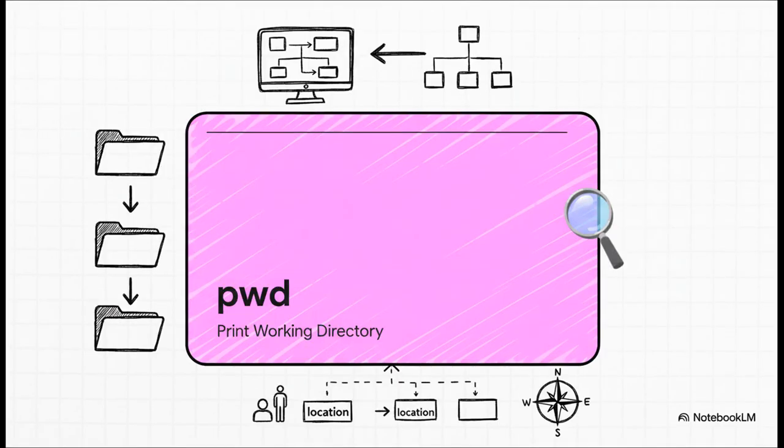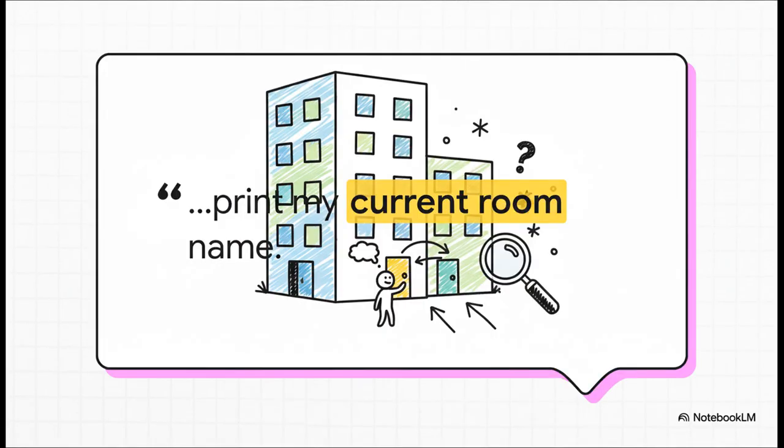Okay, so the official textbook definition is print working directory. Now, working directory is just some fancy programmer speak for the folder you're currently in. It's your home base, your active spot in the file system. But honestly, nobody really talks like that. So let's make it simpler.